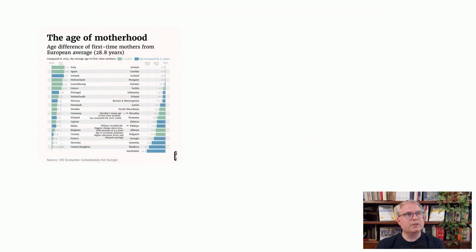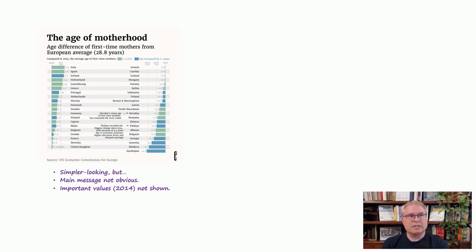So the chart that we started with, it's not a bad chart, right? And it is simpler looking than the version that I ended up with, but the main message isn't really very obvious. I would have to read the article that came with the chart in order to know what the main message is. And those important values, i.e. the values for 2014, just aren't shown, even though that seems to be really important with regards to what the main message of the chart actually is. And also with regards to these callouts as well, right? I have to see 2014 in order to see these actual insights.